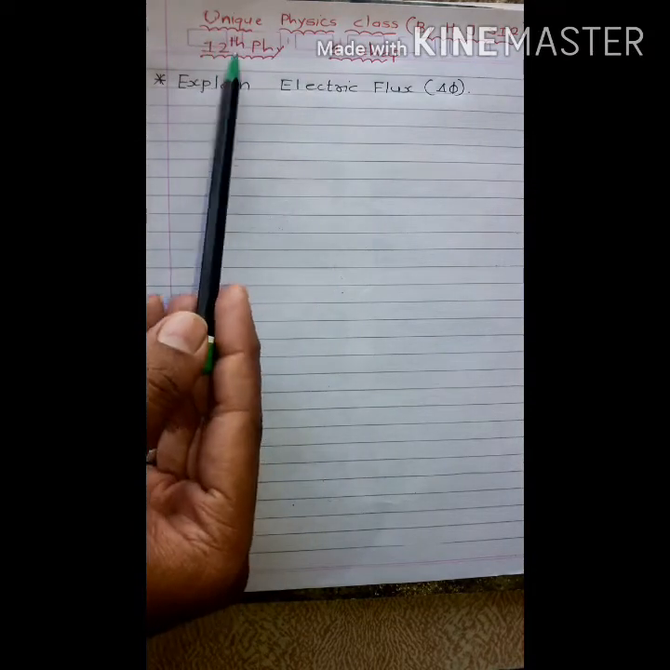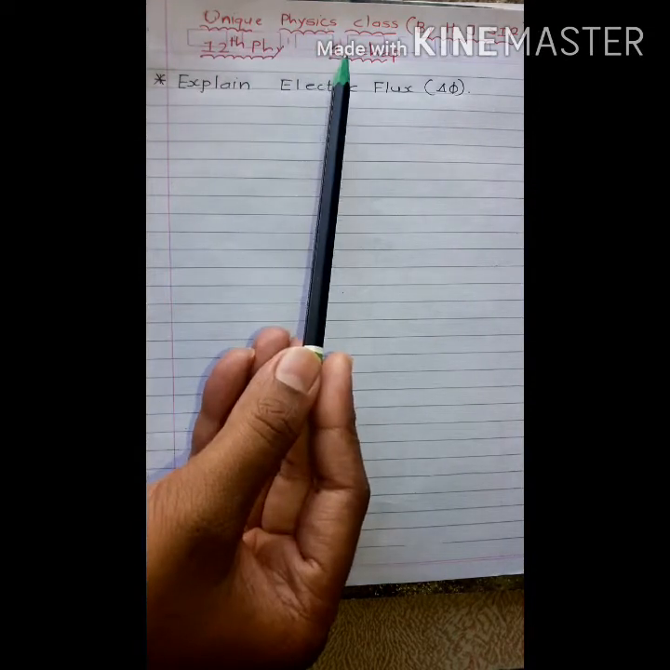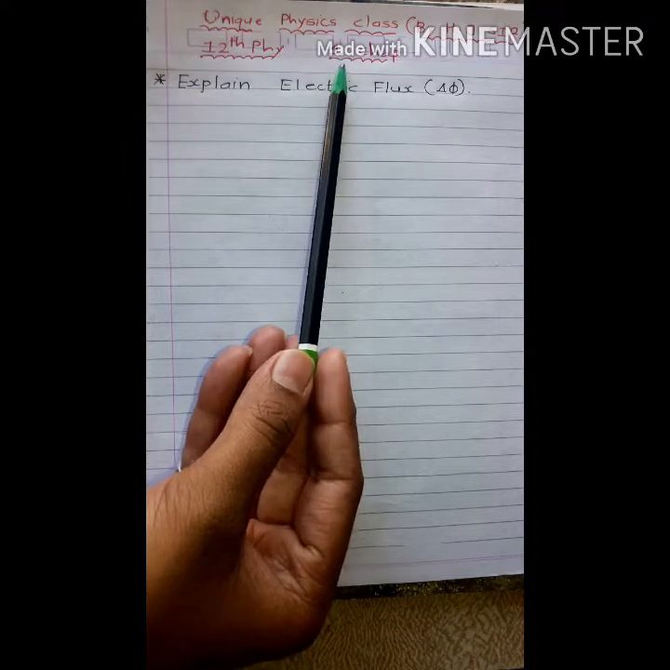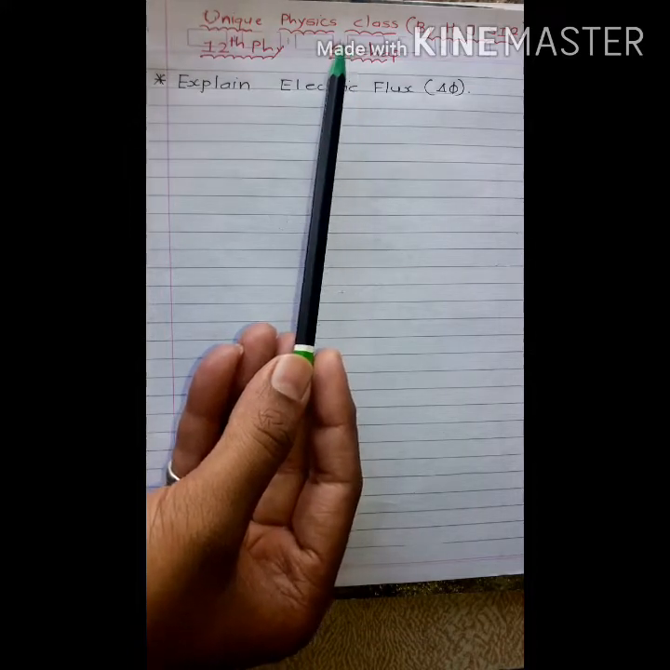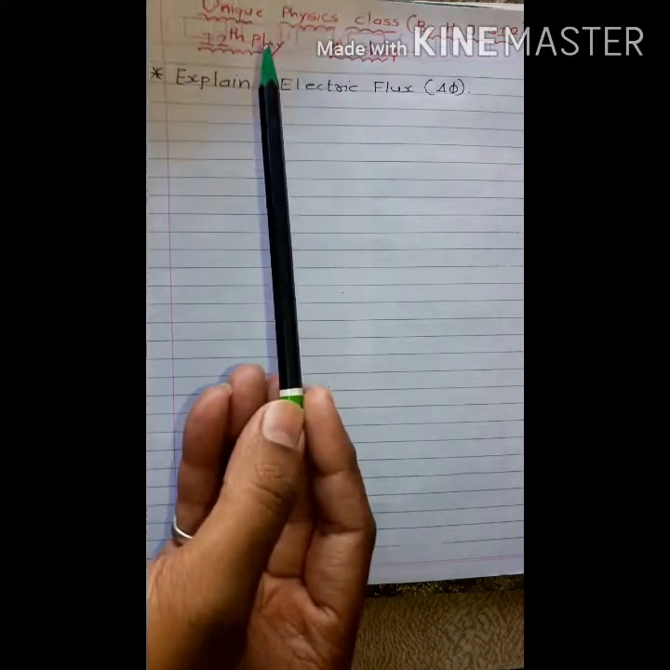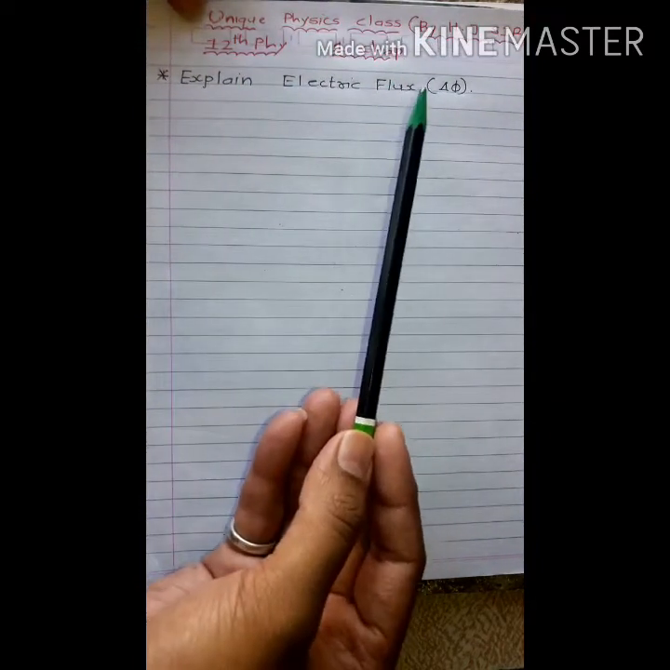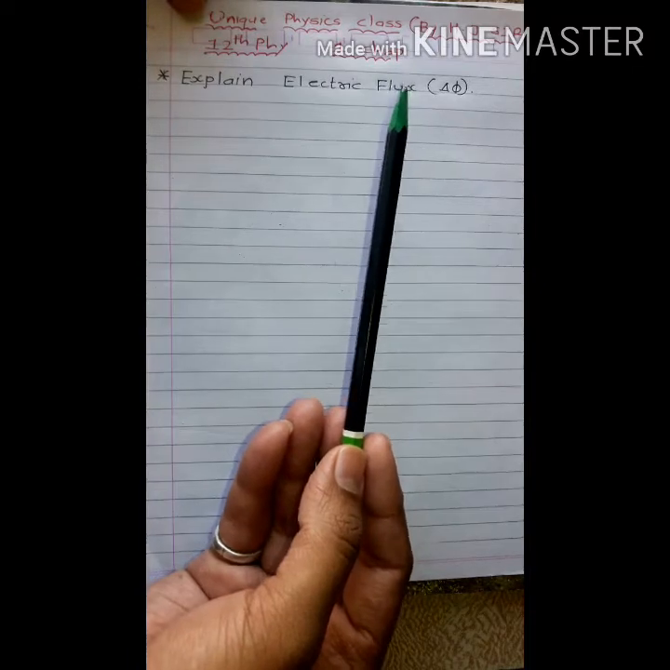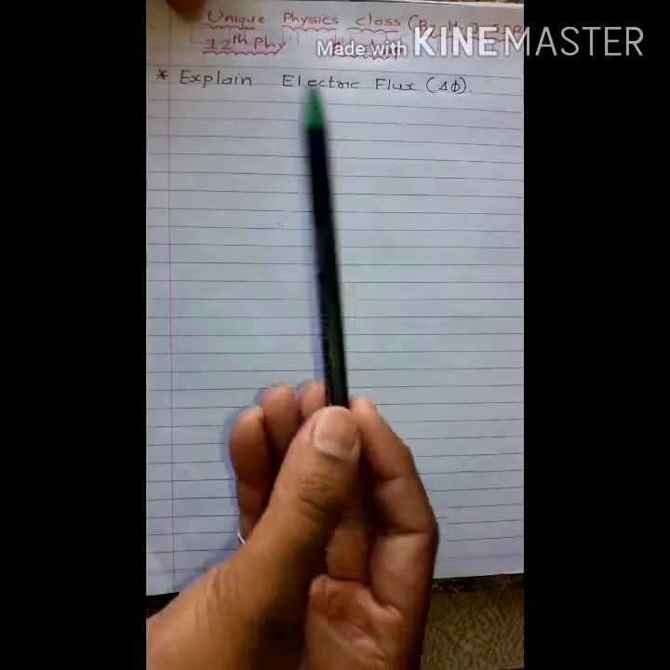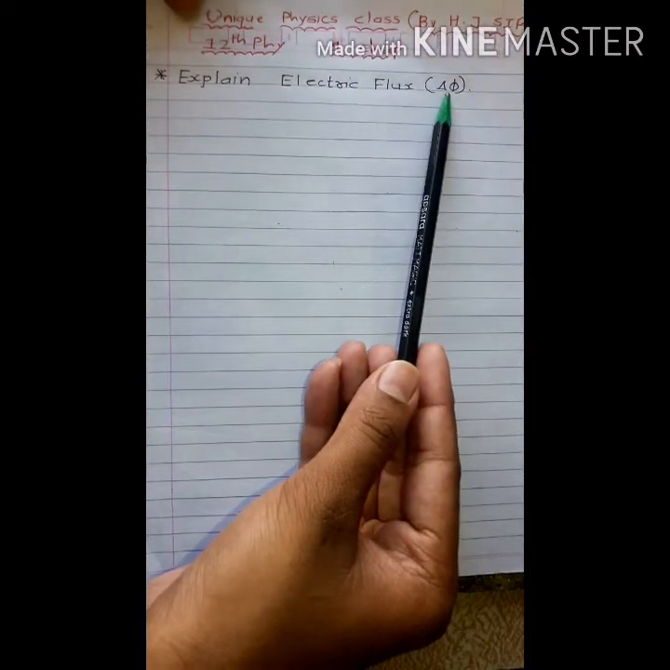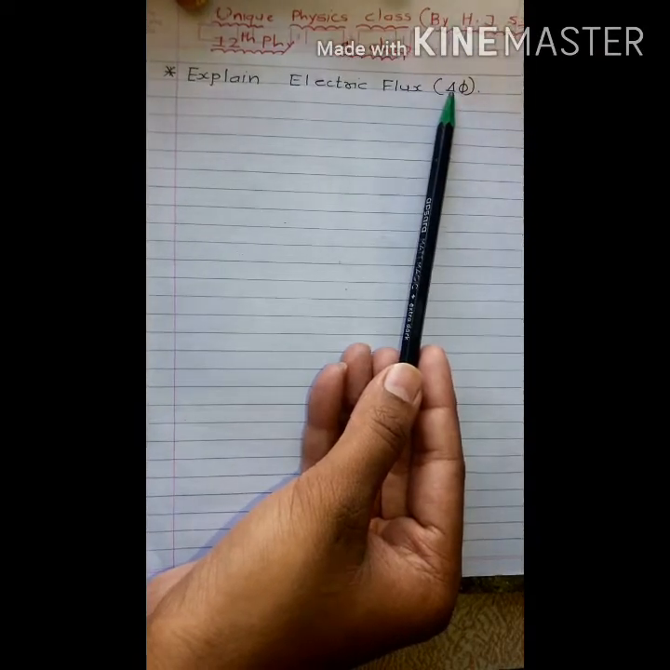Here we will discuss 12th Physics, chapter number 1, Electric Charges and Field. Now, our next topic is to explain electric flux. Last time we explained electric field and its property. Now here we are going to explain electric flux. It is denoted by delta phi.